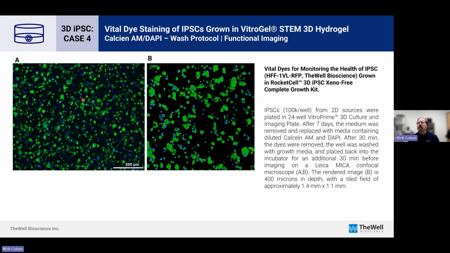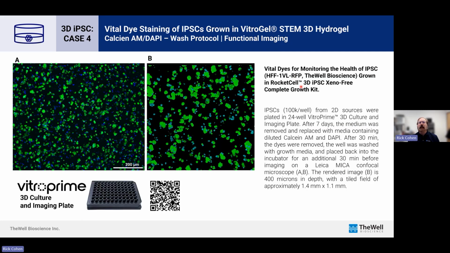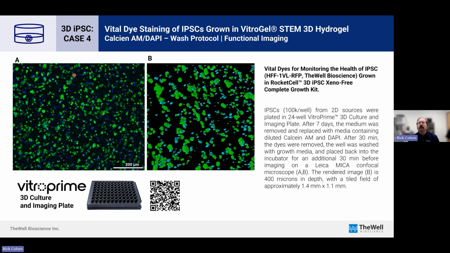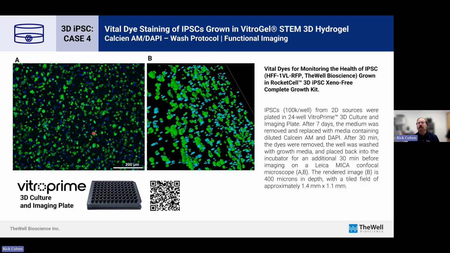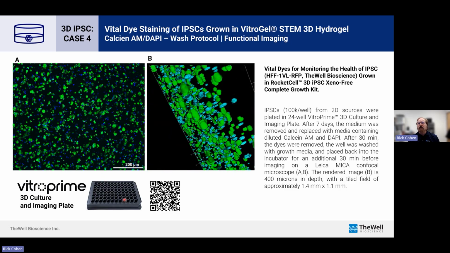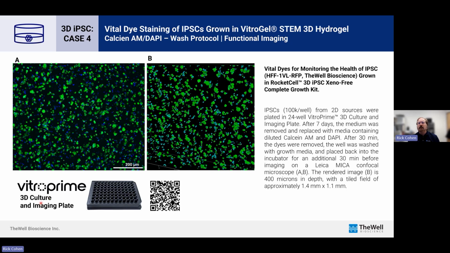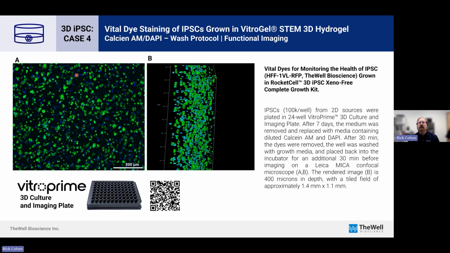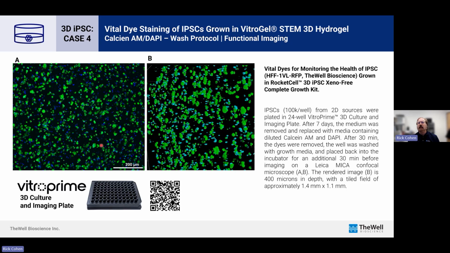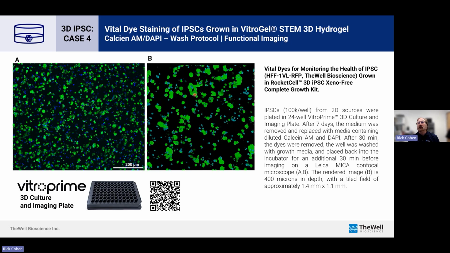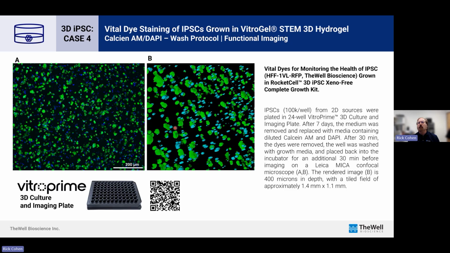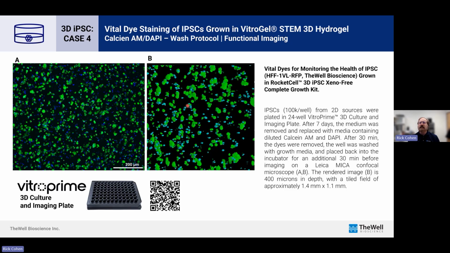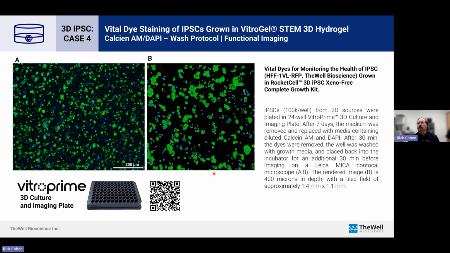So here we're using the red fluorescent protein line and looking at the green fluorescence using a confocal microscope. In this, we're using the 96-well 3D culture and imaging plate. And this is a 3D render, and you can see the maximum projection on this side, but you can appreciate the large green spheroids with smaller dead cells surrounding those.